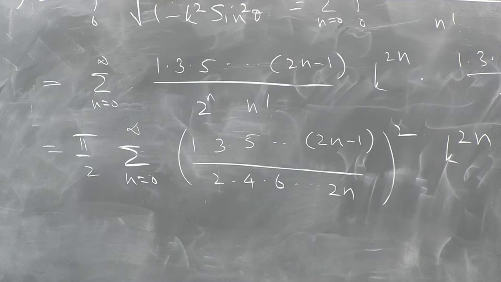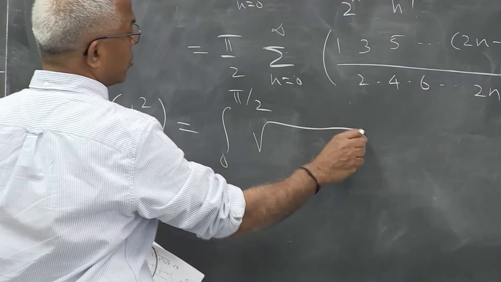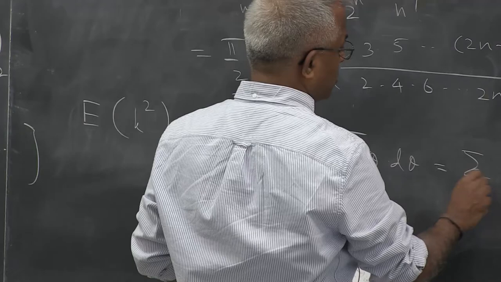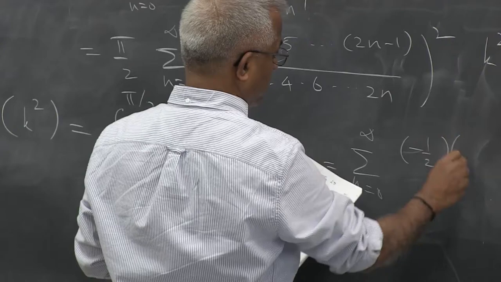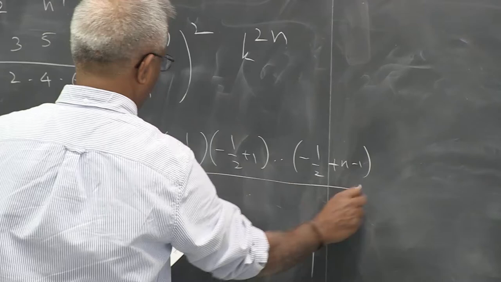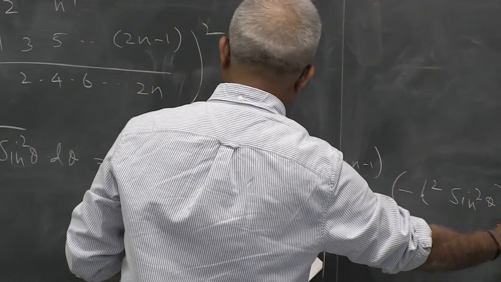And similarly, if you look at the elliptic integral of the second kind, so that's going to be integral 0 to pi by 2 square root of 1 minus k squared sine squared theta d theta. Go through exactly the same expansion. For example, this will be n equal to 0 through infinity, minus half plus 1, etc., minus half plus n minus 1, over n factorial, then you have minus k squared sine squared theta to the power n d theta, integral 0 to pi by 2.